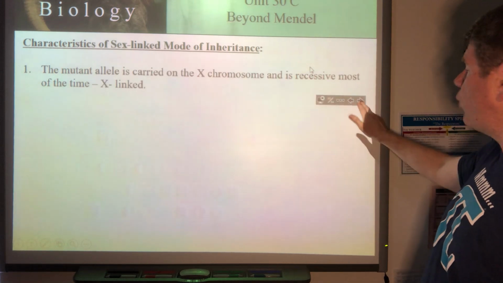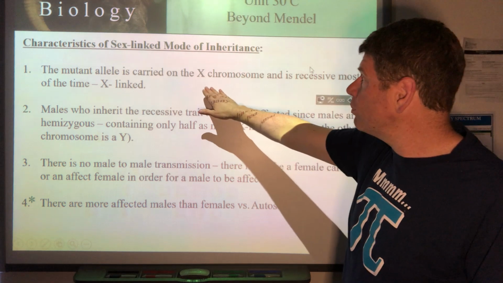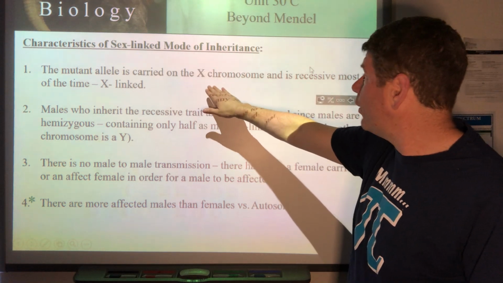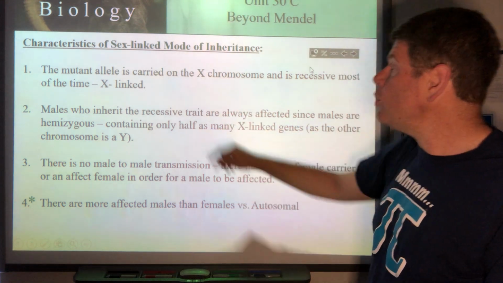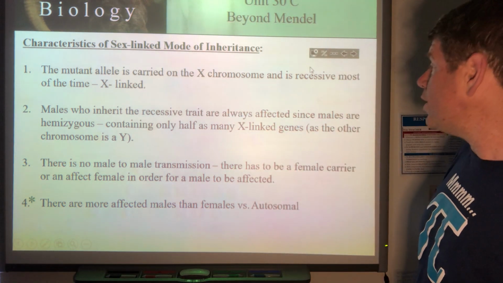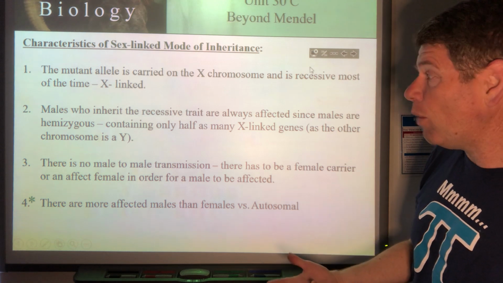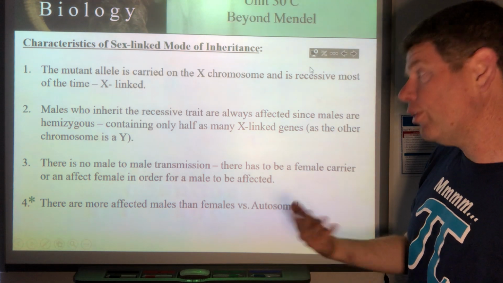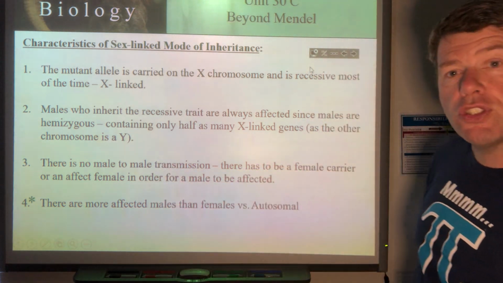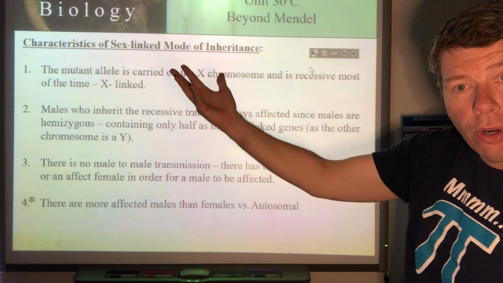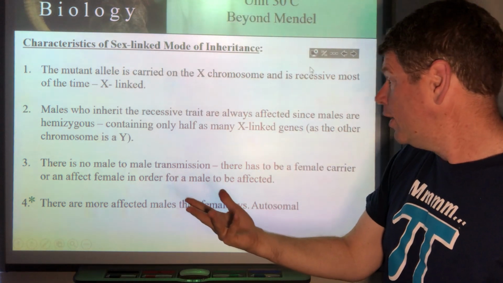And so here we have 4 tips and tricks. We know the mutant allele, if it's sex-linked, is carried on the X, recessive most of the time. So men who inherit the recessive trait are always affected. They're hemizygous, because they only have that one X. The other chromosome is a Y. There is no male-to-male transmission. So males actually receive that disorder from an affected or a carrier female.